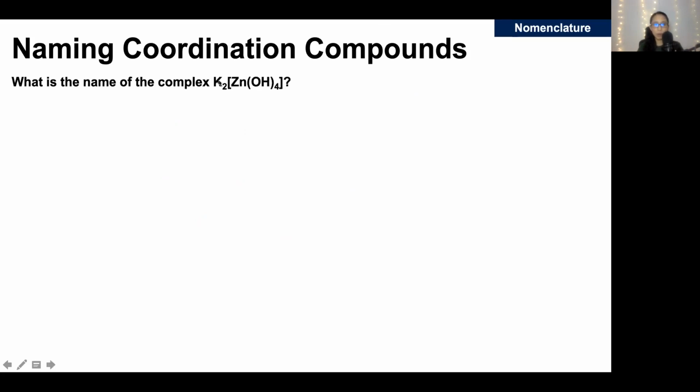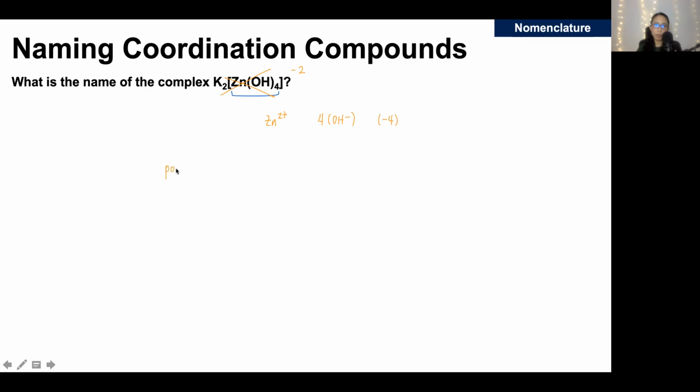Next. What is the name of the complex K2[Zn(OH)4]? It's very easy. The anion is the complex. So let's start with the anion. We have zinc there and we have 4 hydroxides. That gives us a charge of -4 from the ligands. By the crisscross method, the charge of our anion is -2, which means zinc has a charge of +2.